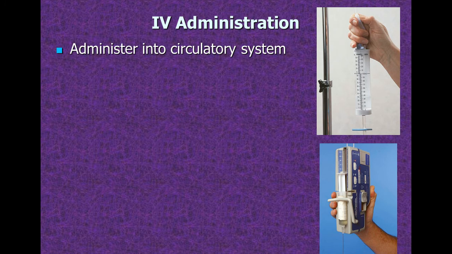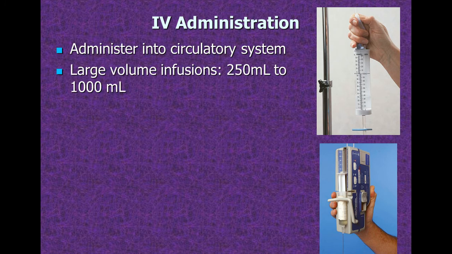We're going to look at IV administration. It is administered into the circulatory system. Large volume infusions can range from 250 milliliters to 1,000 milliliters. Bolus injection is considered an IV push.